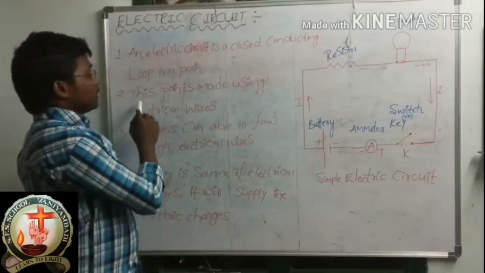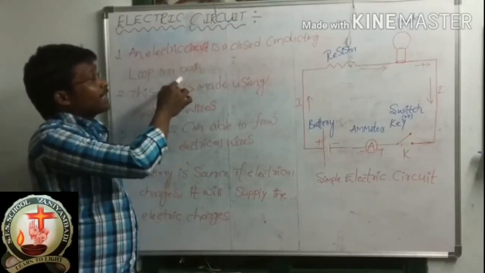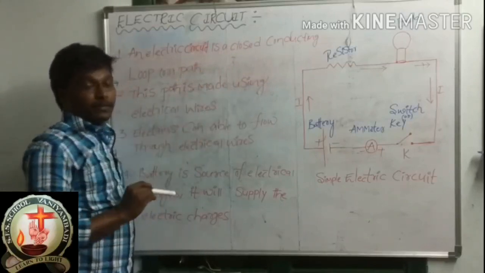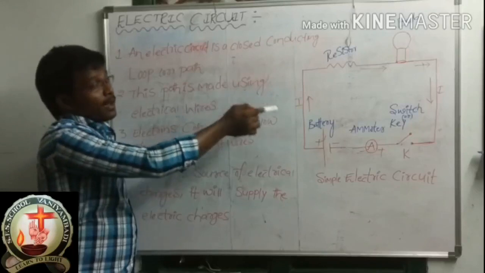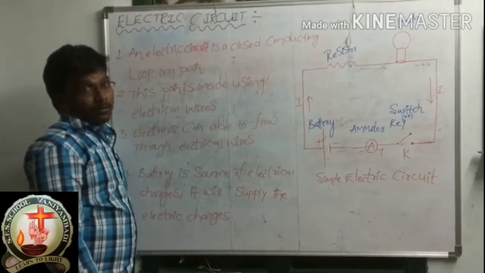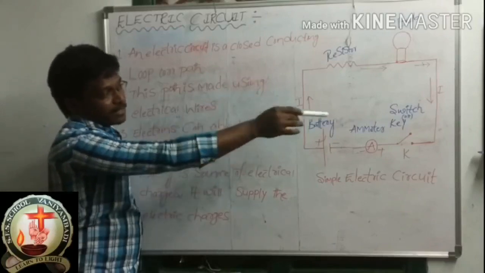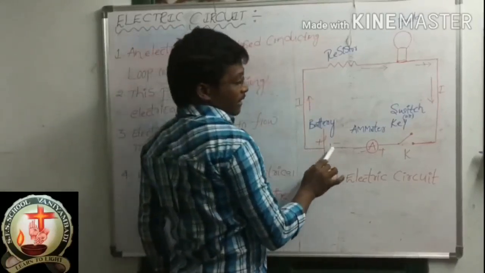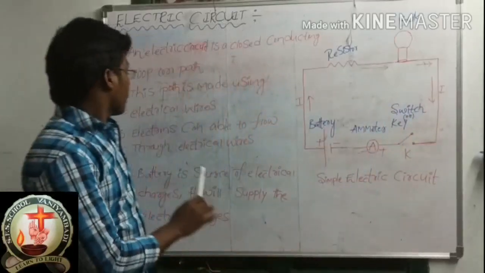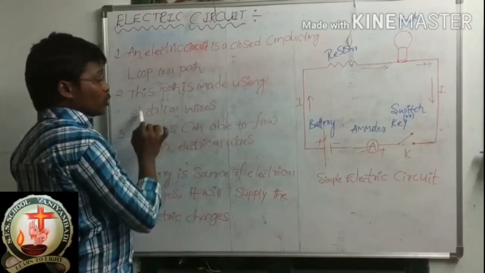Now, this path is made using electrical wires. This closed conducting path is made using electrical wires. I already told you when I explained this diagram. So how is the path created? Because of the electrical wires. This is one electrical wire and this is also an electrical wire. This is also a wire, this is also a wire. So the closed conducting path is made using electrical wires.